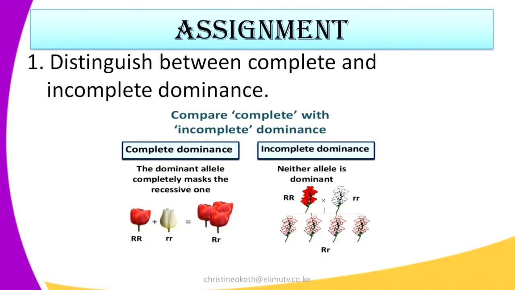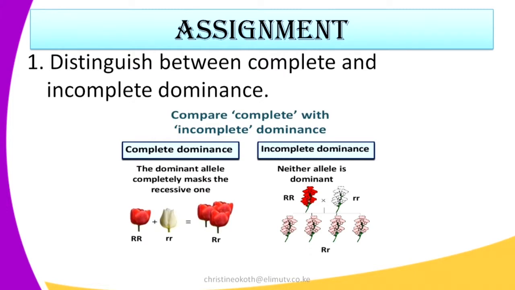In the example, we have a red flower versus the white flower. So the red flower, the end products or the generation, the offsprings, all of them will be red, meaning that the red flower has overpowered or has masked over the white flower. So in this case, the red flower has shown complete dominance, while in incomplete dominance, neither of the alleles is dominant.